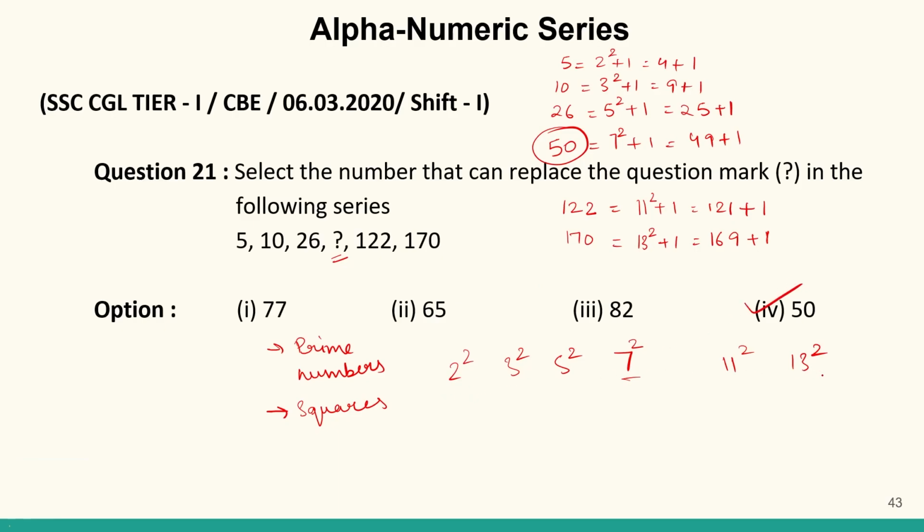So to identify this, you had to know prime numbers and you had to know squares. Because if you knew squares, just by looking at it, you can see this is 4 plus 1, this is 9 plus 1, this is 25 plus 1, this is 121 plus 1, and this is 169 plus 1. So when you know squares, you can simply look at it and tell. Also prime numbers, because 2, 3, 5, 11 and 13. So basically we were missing a prime number in between, which was 7.